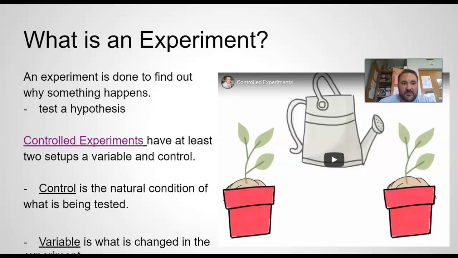There are two parts to an experiment. In an experiment, you have the control and the variable. And the experiment is always used to test a hypothesis. You cannot have an experiment without testing the hypothesis. Well, the control is the natural condition. The variable is what we change. There's actually two types of variables. You have an independent variable and a dependent variable.